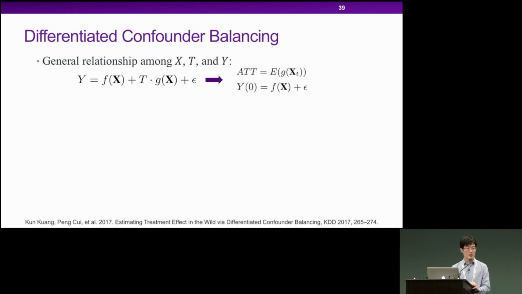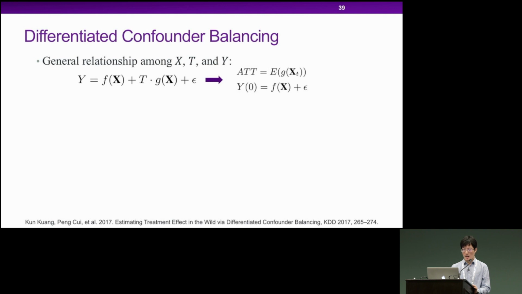Okay? So in order to demonstrate that this is correct, we formulate a very general problem where the outcome is generated by a function of f(x) and T multiplied by g(x), plus epsilon. Here you can see g(x) is a causal effect, right? When the treatment is 1, it takes effect, and when T is 0, there is no g(x). You can think about this in a signal way: f(x) is a background signal, and g(x) is a causal signal.